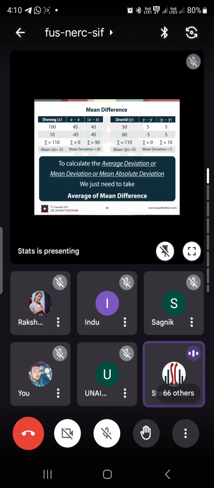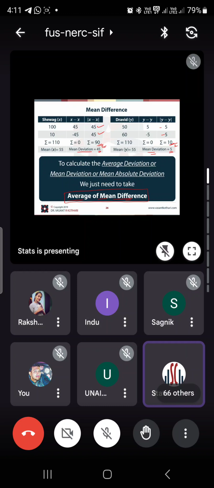And now what are we doing? We are taking the average of mean differences. So this is the mean difference 45. This is summation, that is the total is 90. And when you take the average of this, it becomes mean deviation. Here it is 5, 5, 10 divided by 2. So what is a mean deviation? Mean deviation is nothing but the average of mean differences.